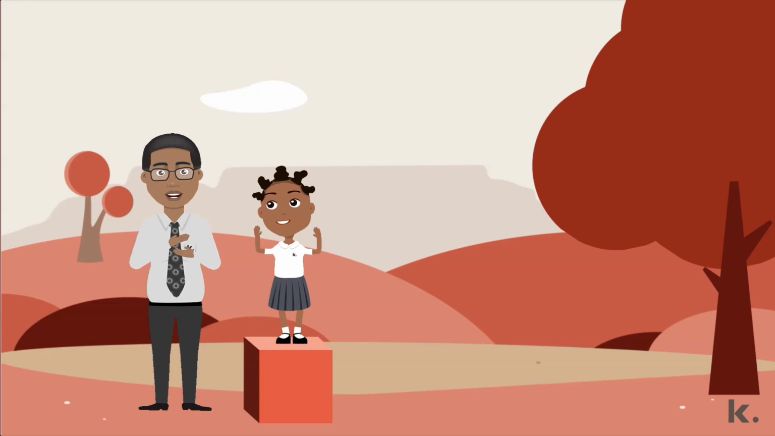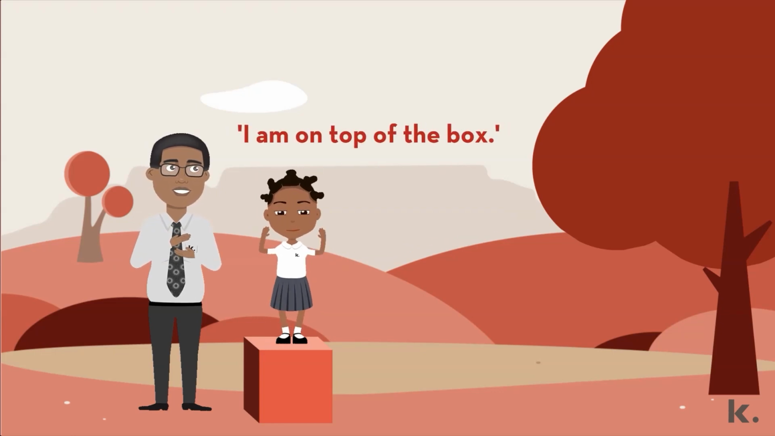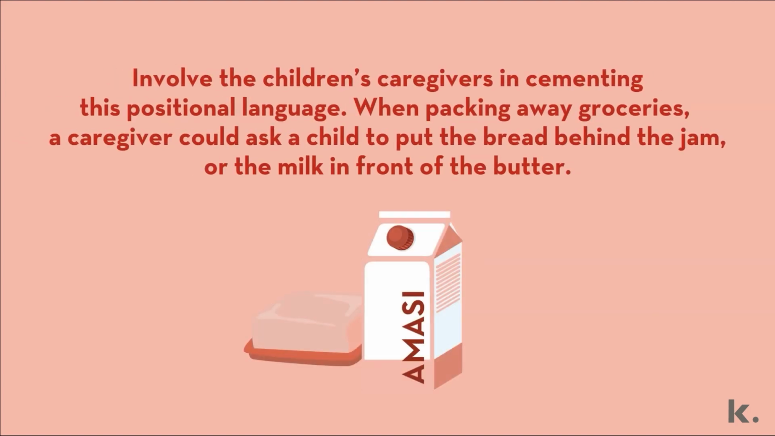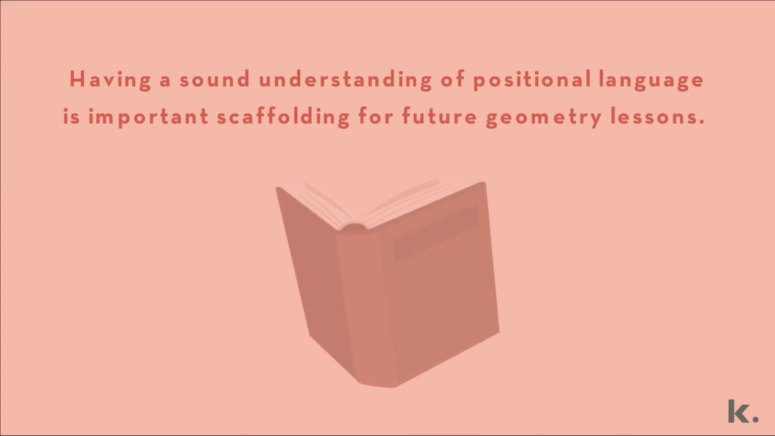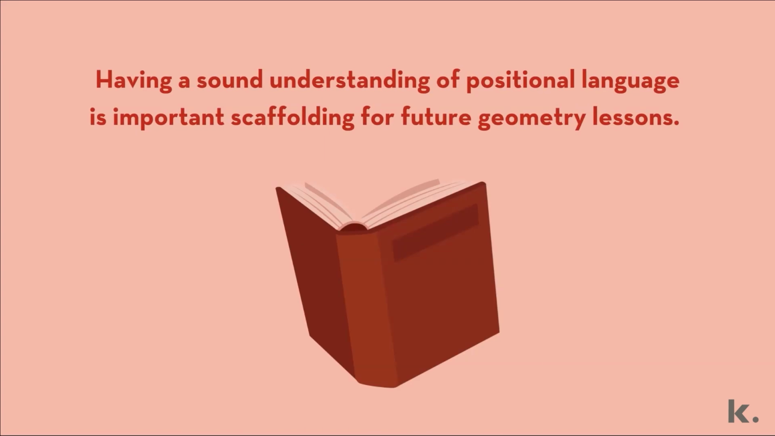Involve the children's caregivers in cementing this positional language. When packing away groceries, a caregiver could ask a child to put the bread behind the jam, or the milk in front of the butter. They can also incidentally introduce new positional language by asking a child to put the rice on top of the shelf. Having a sound understanding of positional language is important scaffolding for future geometry lessons. Revisit these games and activities throughout the year.